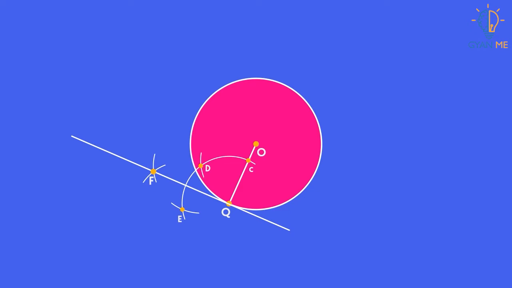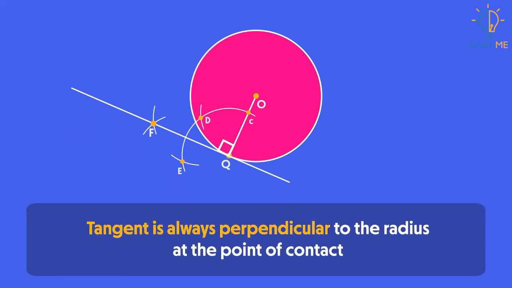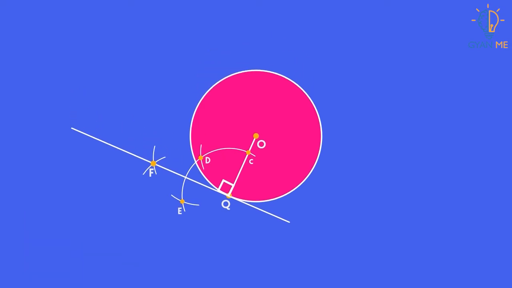Now we can observe that angle OQF is equal to 90 degrees. And we can say that, OQ being the radius, line QF is the tangent to the circle. Now can you answer me why? Yes, you are right. Because a tangent is always perpendicular to the radius at the point of contact. So we got our one tangent.